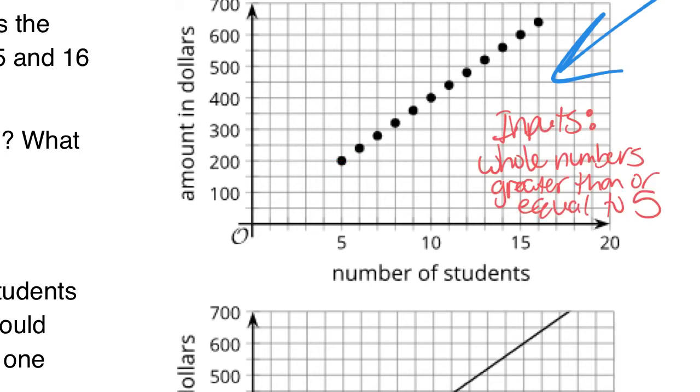So the possible inputs in this function are going to be the whole numbers that are greater than or equal to 5, but less than 16 we should add on to there. And remember that the inputs are the x values. That's going to be our number of campers. What are the possible values for that?